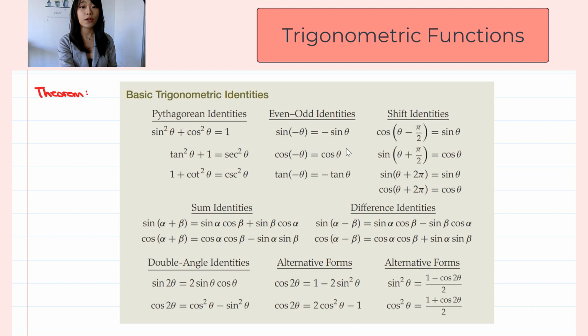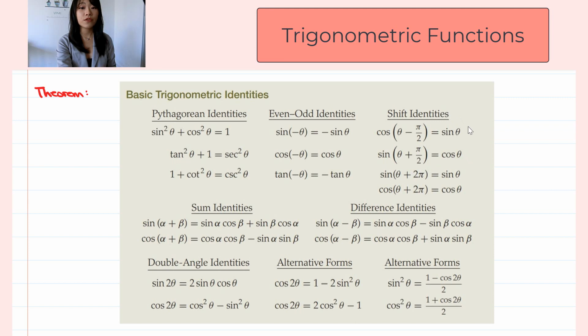On the other hand, the cosine function is an even function. The cosine function corresponds to the x-coordinate. So a positive angle will have the same x-coordinate as the negative angle. So cosine of negative theta equals cosine theta. And tangent theta is sine divided by cosine. So tangent of negative theta equals negative sine theta divided by cosine theta, which is negative tangent theta. So tangent theta is also an odd function. Then we have the shift identities.